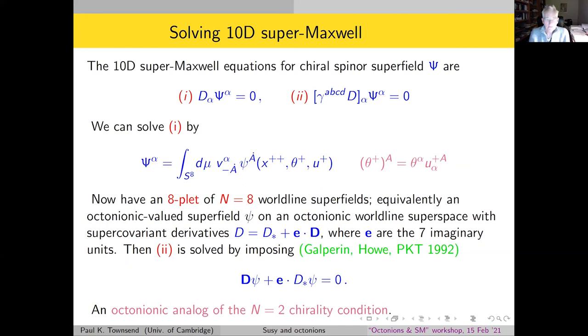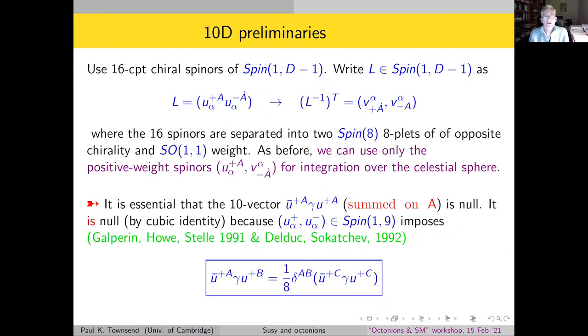Okay, now, I first of all actually have to discuss some preliminaries. So basically, as in the six-dimensional case there, what I'm going to do is to not use those octonionic spinors, but essentially use the fact that it's spin(1,d-1). And you can write an element of the Lorentz group in this case as L alpha a.